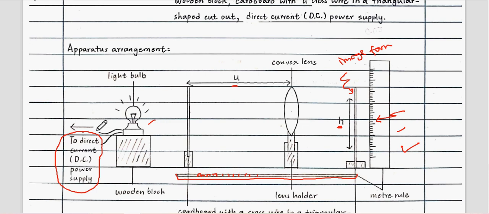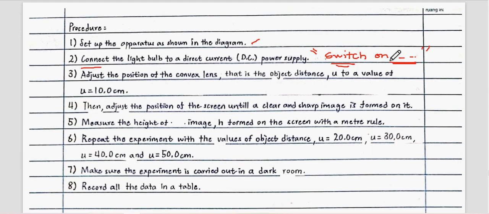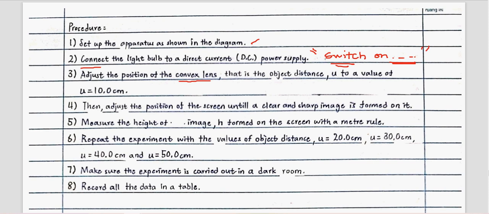So if you draw the circuit that involves electric, make sure the switch, you try to draw it switch on lah, untuk menyelamatkan in case you forgot to write here. Tapi better tulis di sini lah. Then, although that one no mark, this sentence, the power supply is switched on, will enable you to get mark for the responding variable. So adjust the position of the convex lens so that the object distance u is the value of 10.